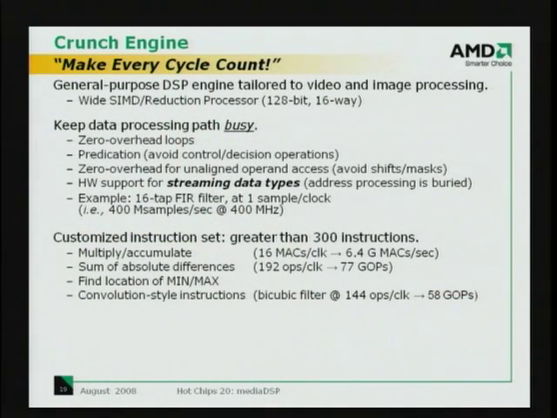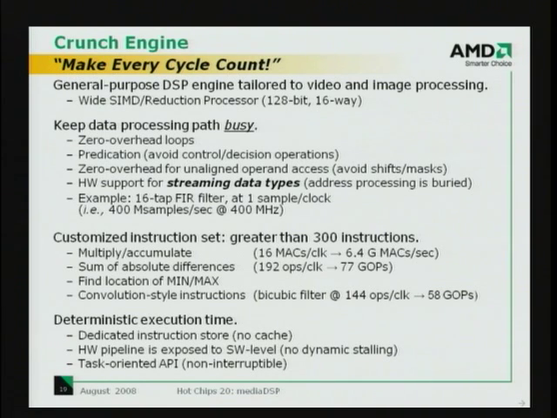So a couple highlights about the instruction set. The crunch engine is a very CISC-like instruction set. It has greater than 300 instructions. Some of the heavy hitters I show here in the slides, and these just kind of demonstrate the kind of high throughput that can be achieved by application-specific instructions. And then finally, you see this theme again of deterministic execution time. We've used a dedicated instruction store without a cache, and by exposing the hardware pipeline to the programmer, it's easier for the programmer to do his cycle budgets and to meet real-time constraints.